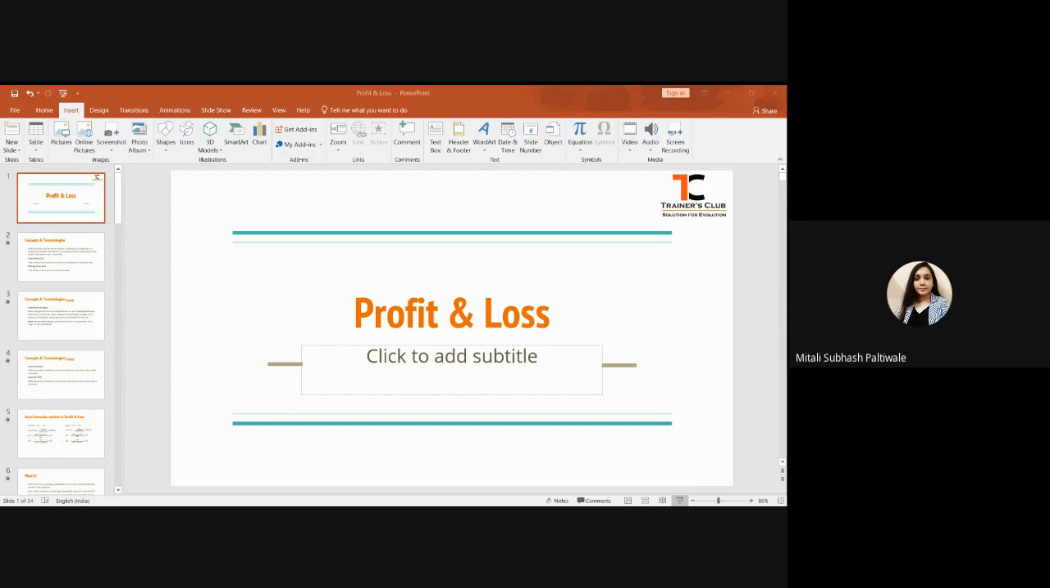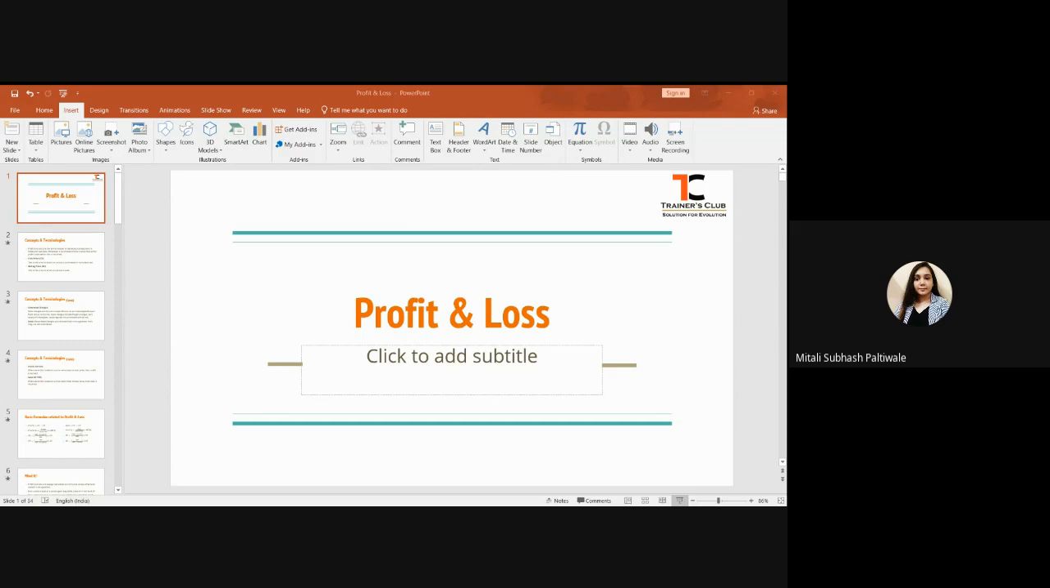But what about the case wherein you are losing some money out of it? Then the formula will become SP is equal to 100 minus loss percentage by 100 into CP.